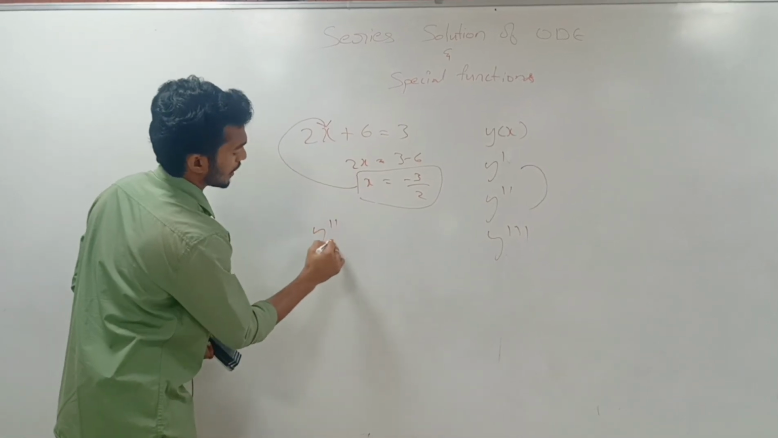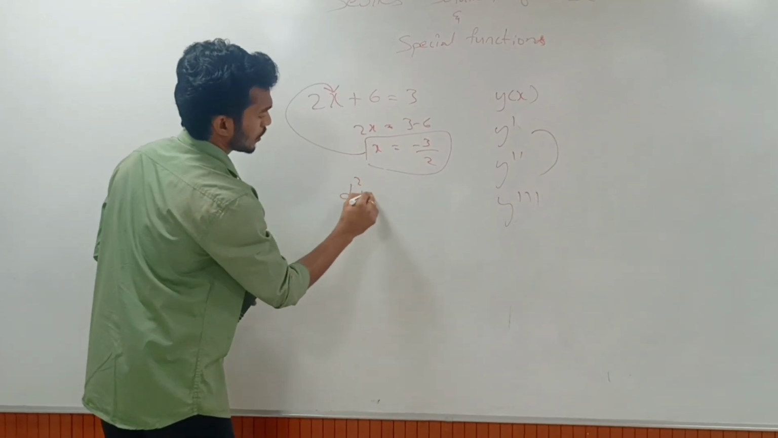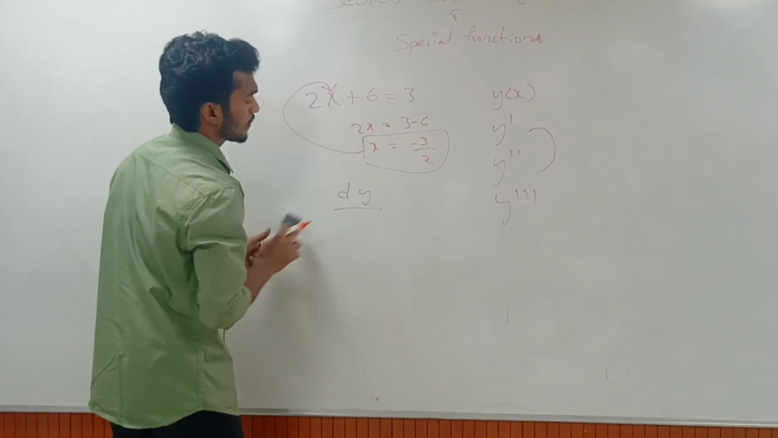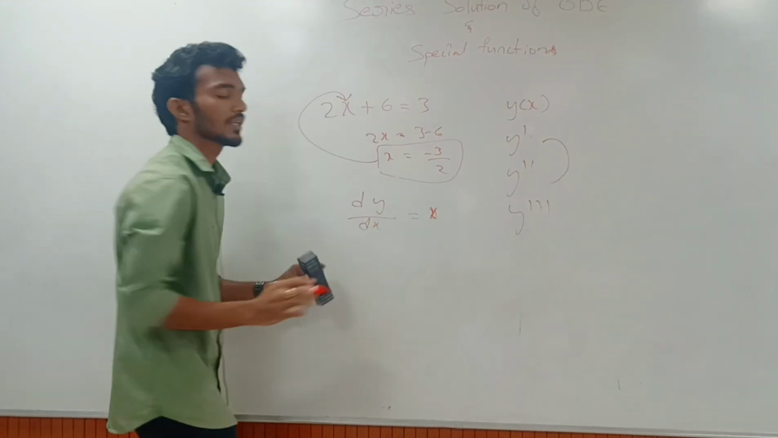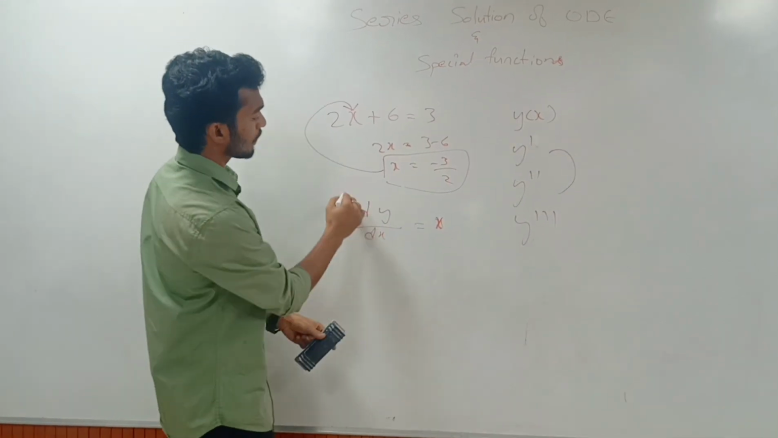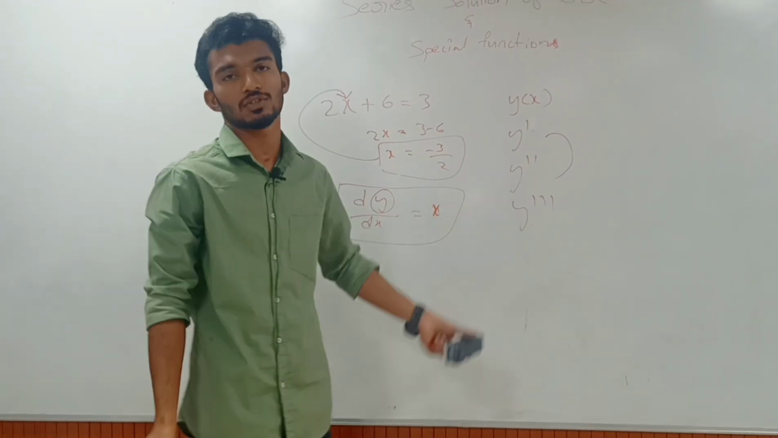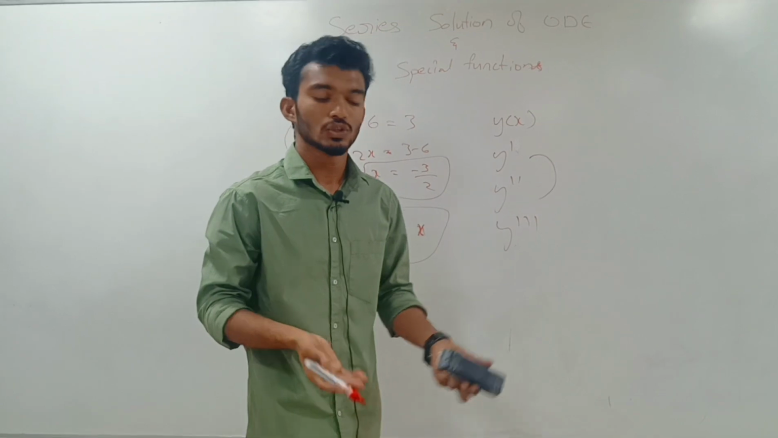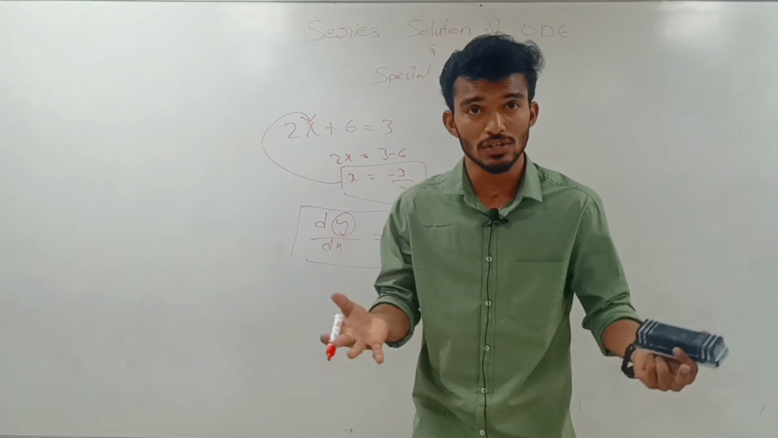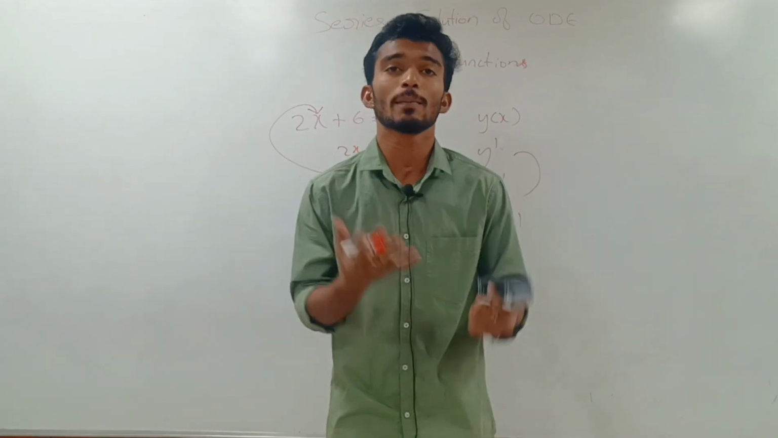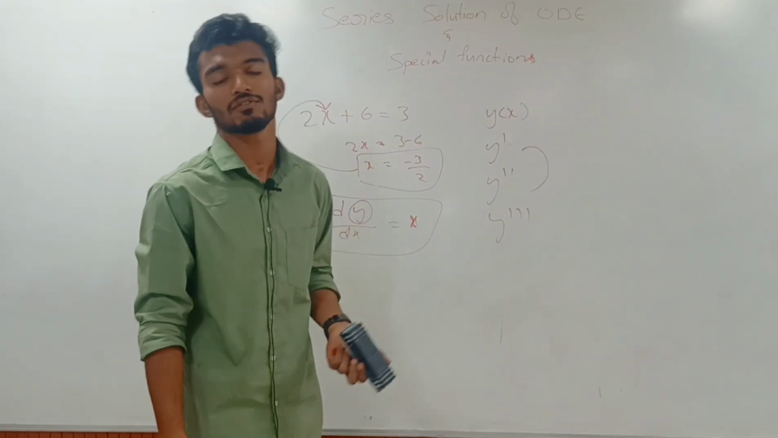See guys, y double dash of x, I will write in this form, d2y. Let's take an easy one: dy by dx equal to x. It is a differential equation, right? So, for this, we need to find the value of y such that it satisfies the given equation. That is called the solution. So, in detail, a function or a curve or a set of family of curves which satisfies the given differential equation is known as the solution of the ordinary differential equation.